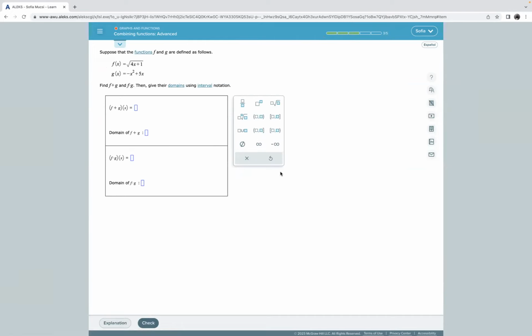So the first one is just. Does it matter what order I write it in? It does not. I would just follow the order though, like that. And then, does this have a restriction? Is the square root restricted? Yes, you have to set that inside part greater than or equal to 0.